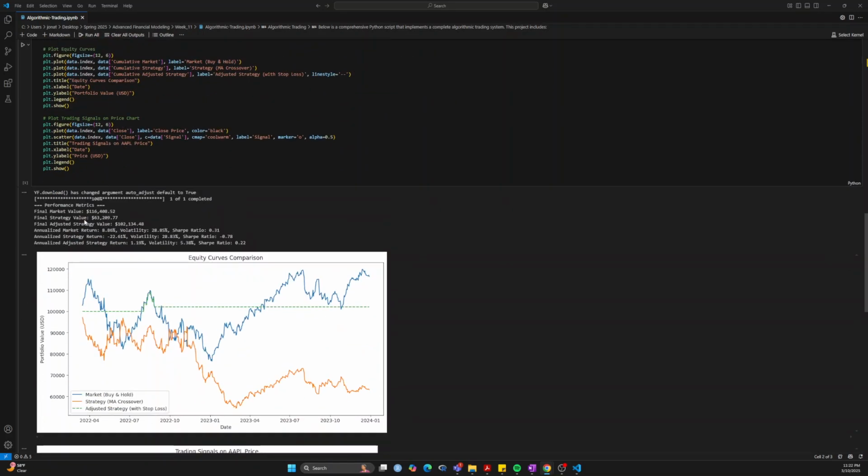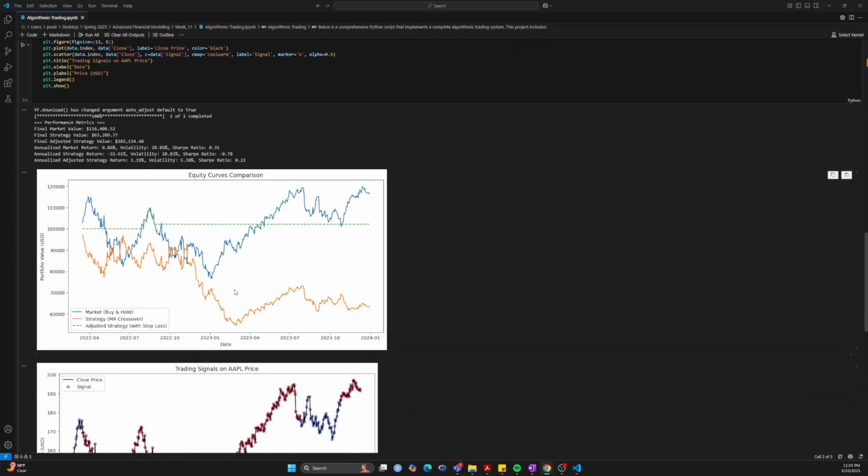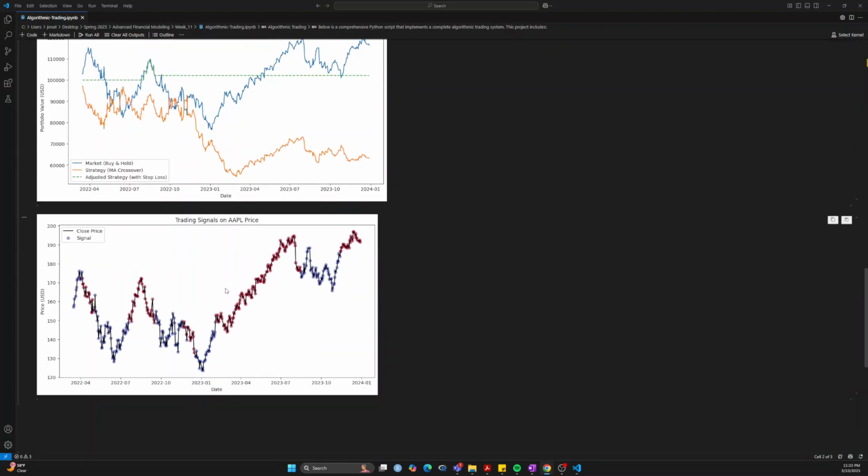So this is what we have here. We have our performance metrics. This is a simple moving average crossover strategy. Our final strategy value was below the final market value. The final market value was above that. And then you can see the chart here, the equity curves for comparison, and then we have our trading signals on Apple price.